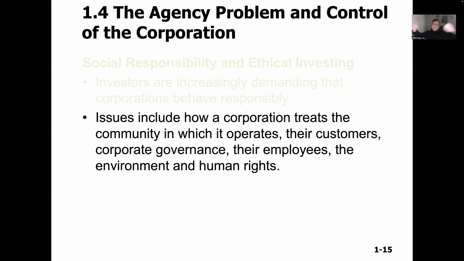So this kind of thing, the corporation has to have a corporate image that is responsible. Be a good citizen in human society.